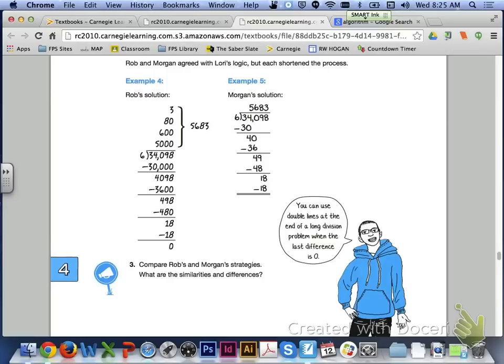If you turn to page 282, you can see that Rob and Morgan agreed with Lori's logic, but they wanted to shorten up the process a little bit, to make things a little more efficient. In example 4, you can see Rob's solution is very similar to what Lori did, coming up with 5,683 for his answer. Morgan's solution in example number 5 is what we have talked about as far as using traditional division.